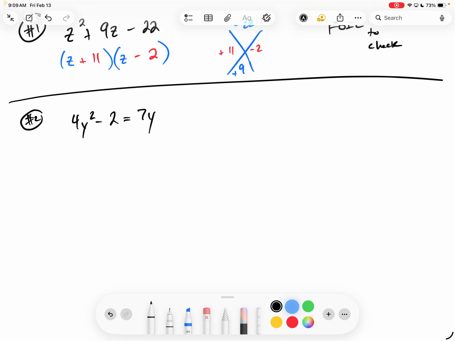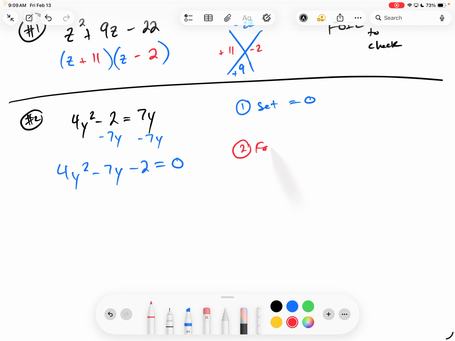So the number one step is to set them equal to 0. Okay. So I need to move this 7y over to the other side. So I have 4y squared minus 7y minus 2 equals 0. Now I go through my factoring steps. First thing you always check for GCF. I can't divide 4, 7, and 2 by anything. So I go to the factoring.